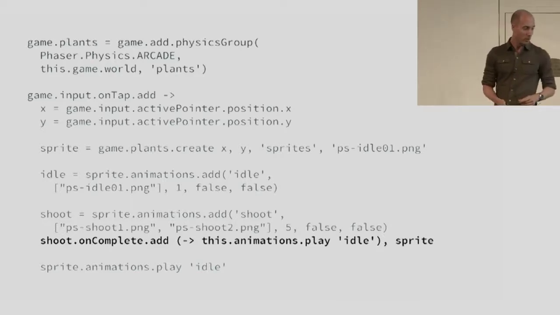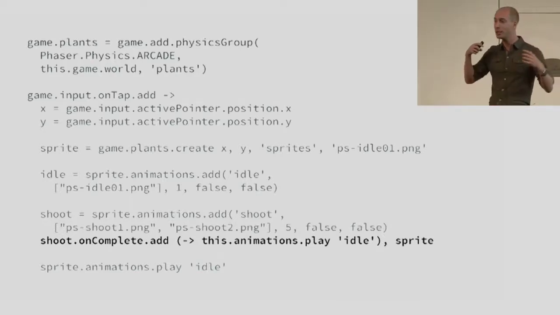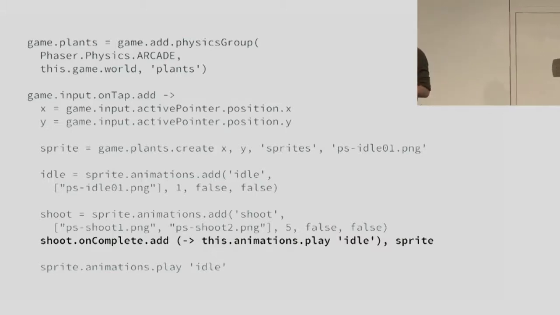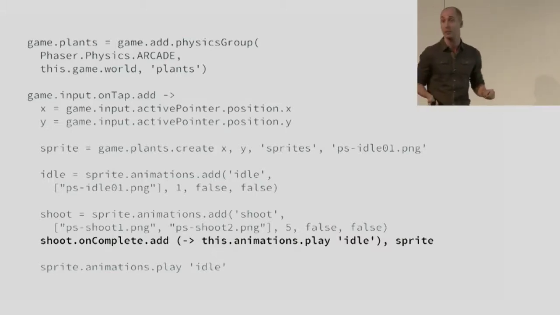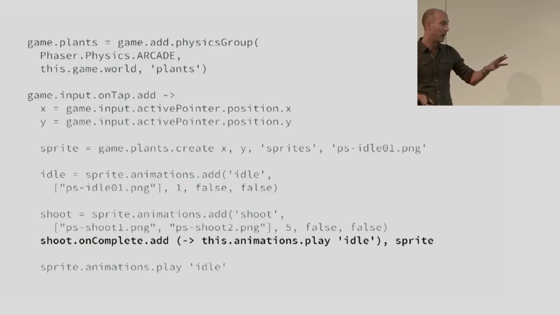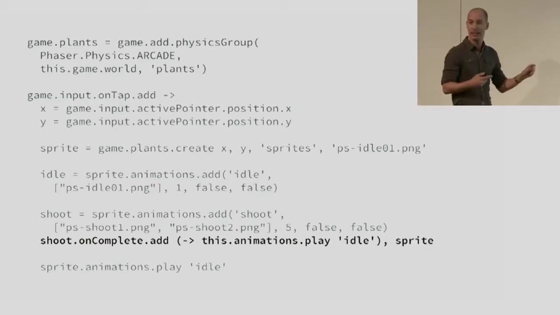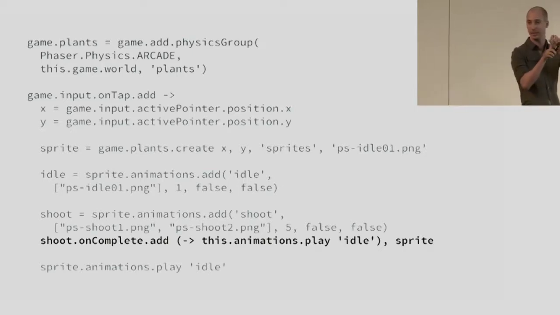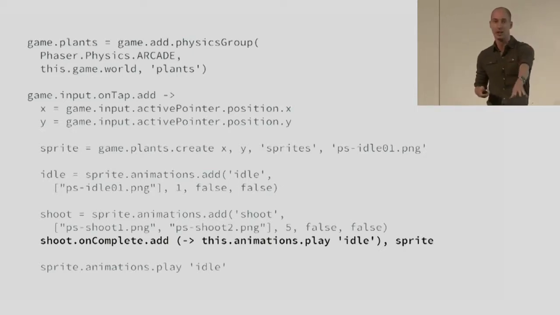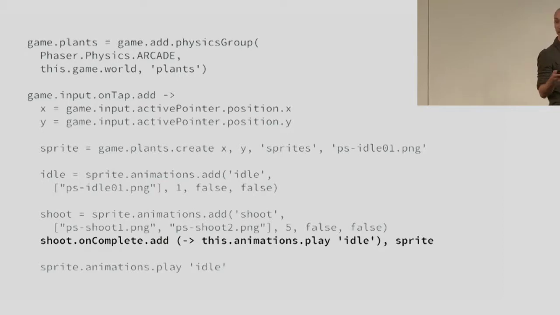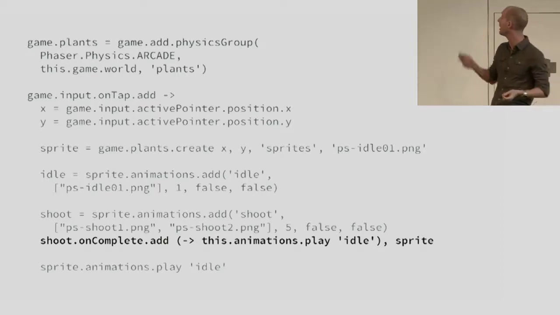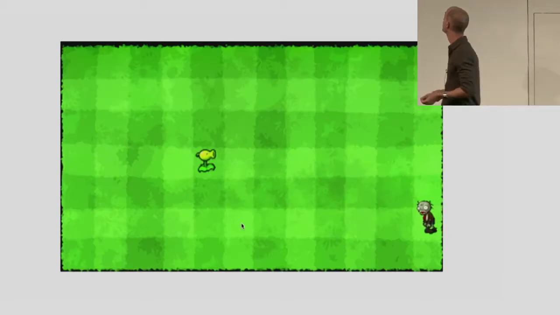We also want to say when the shoot animation is completed, so sometime later, the plant's going to say, right, I want to shoot my pea at the zombie. When he does that, he's going to do his animation. At the end of that animation, on complete, that's when I want to make a new sprite, which is the little pea that's going to come out of his mouth and get shot at the zombie. So Phaser gives us callback events for when the animations play. That makes it really easy to do that. And that's what this looks like.